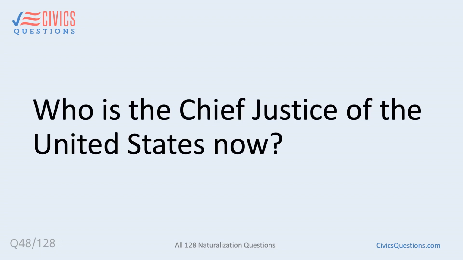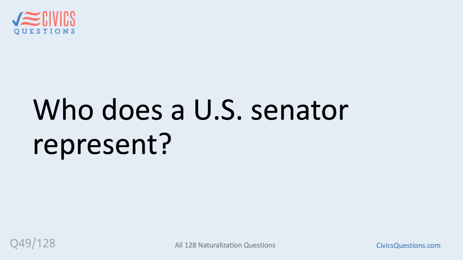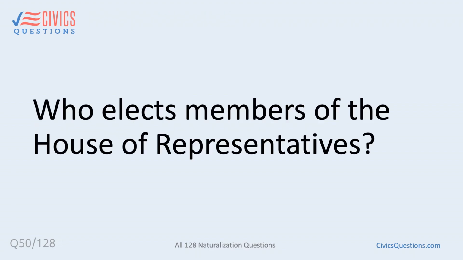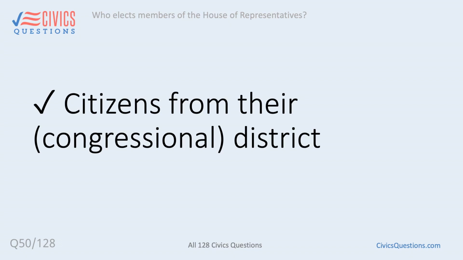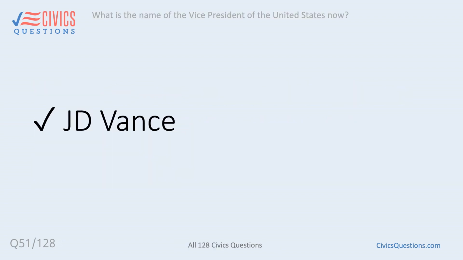Who is the Chief Justice of the United States now? John Roberts. Who does a U.S. Senator represent? People of their state. Who elects members of the House of Representatives? Citizens from their congressional district. What is the name of the Vice President of the United States now? J.D. Vance.